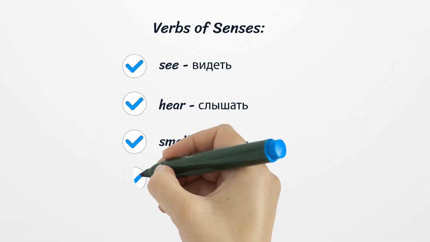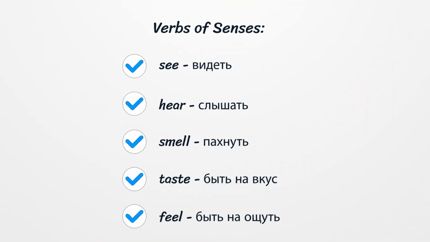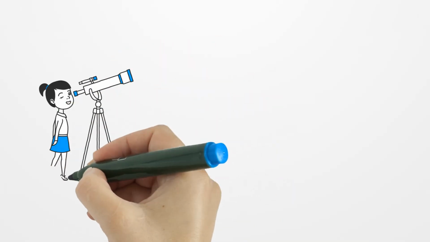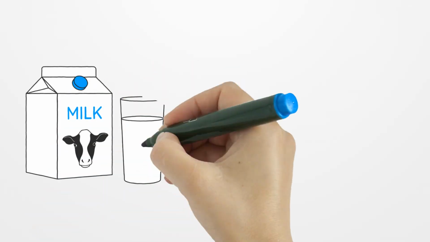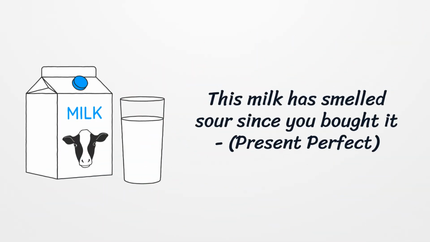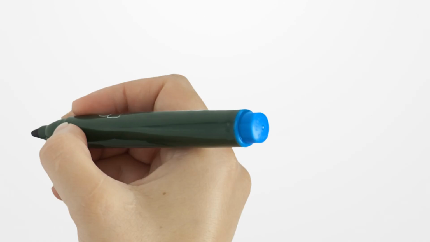Verbs of senses: see, hear, smell, taste, feel. For example, I see a lighthouse in the distance. Present simple perception. Or this milk has smelled sour since you bought it. Present perfect, a state of having a certain smell.